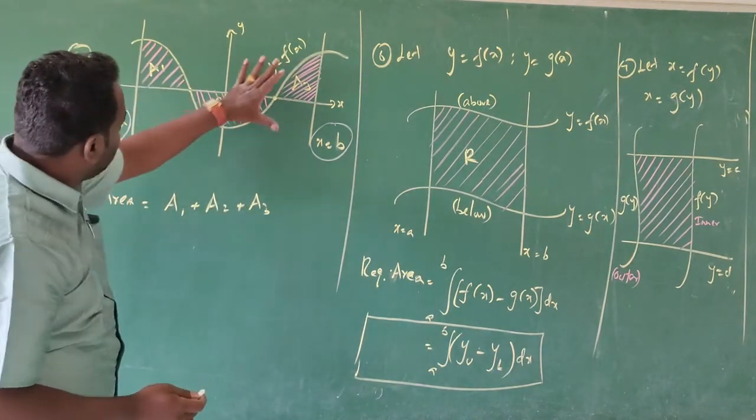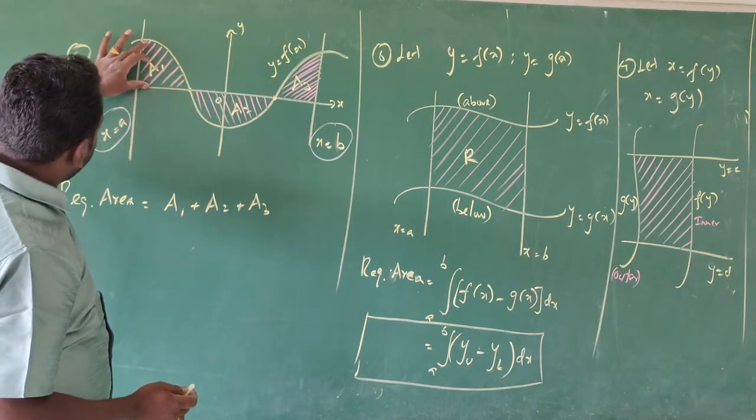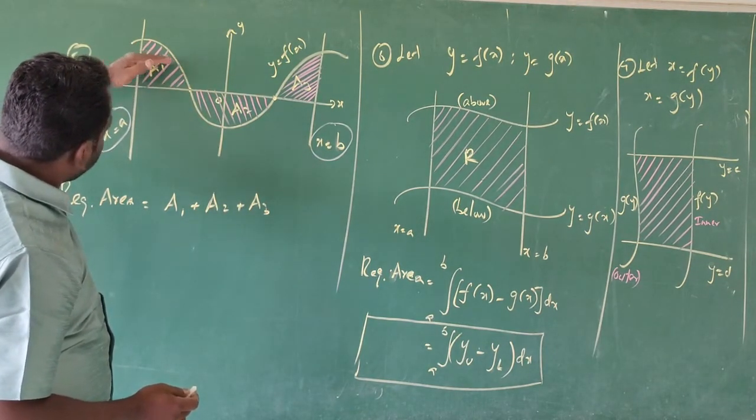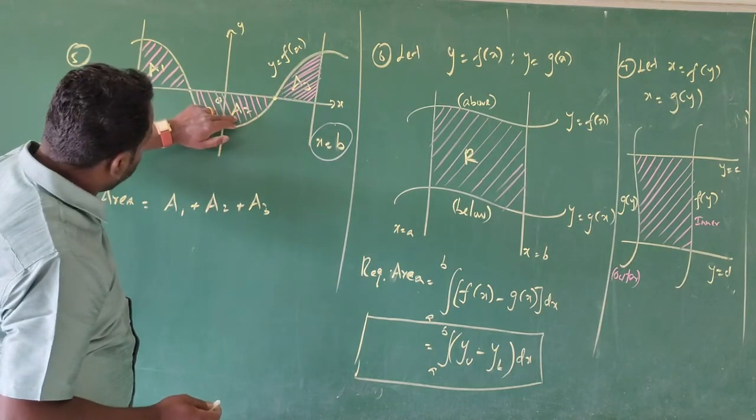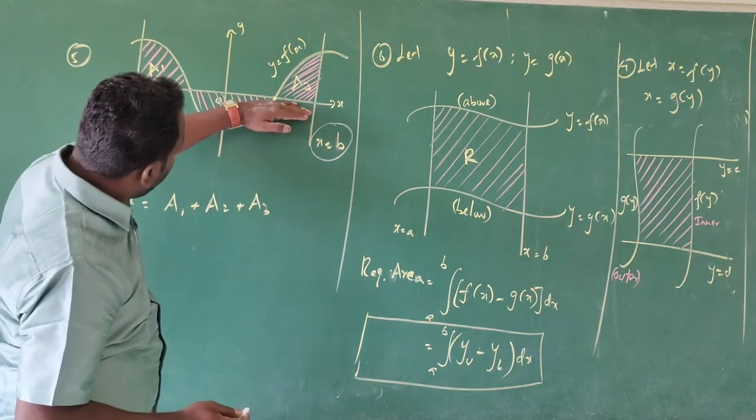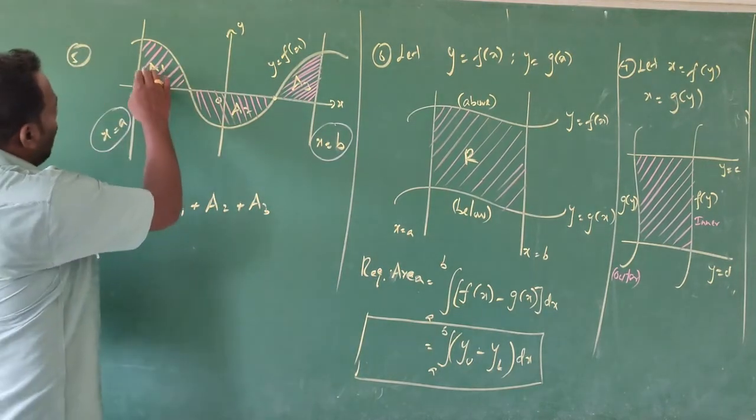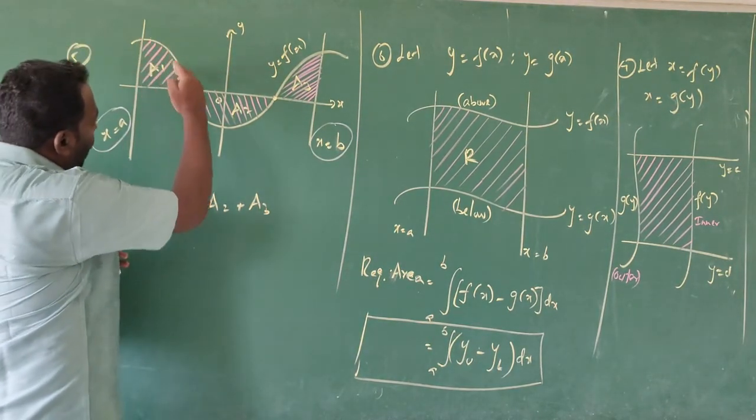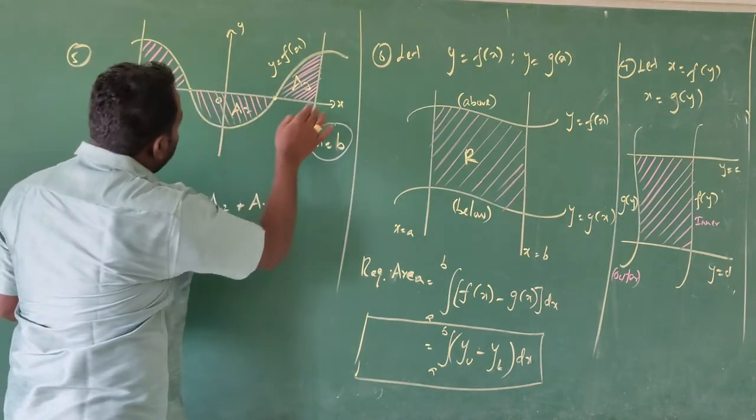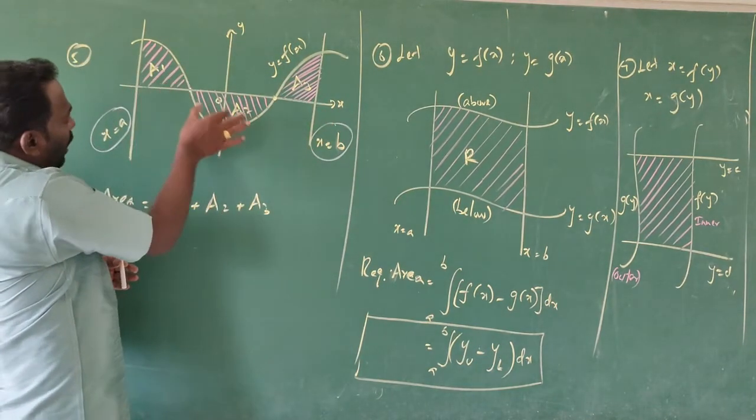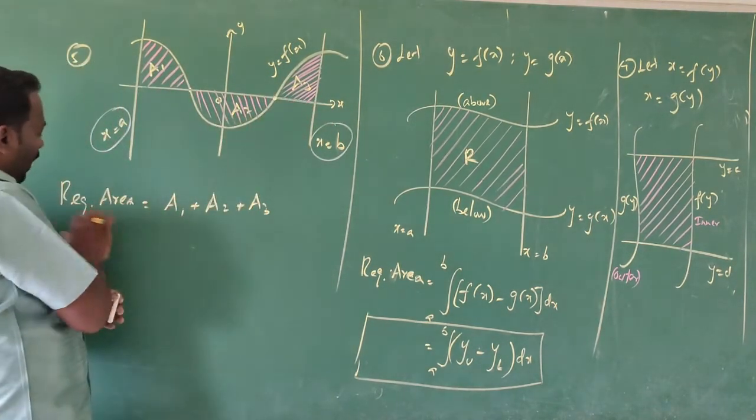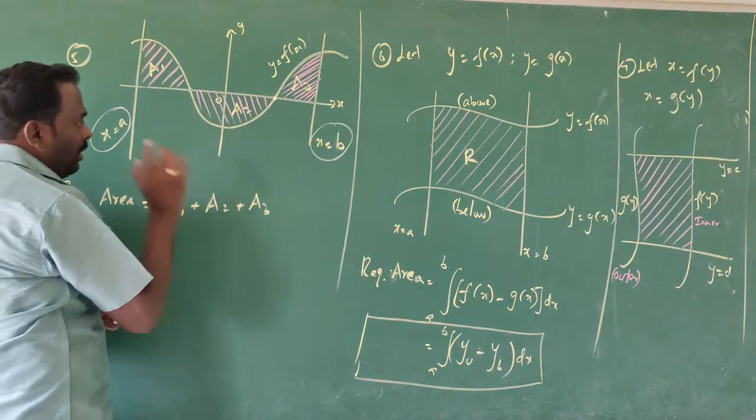in three places. One area defined by A1 is above the x-axis. Another area below the x-axis is defined by A2. Another area, obtained above the x-axis, is A3. Now we have to find the area bounded between this curve and the x-axis. Adding up the three areas A1, A2, A3, the required area equals A1 plus A2 plus A3.